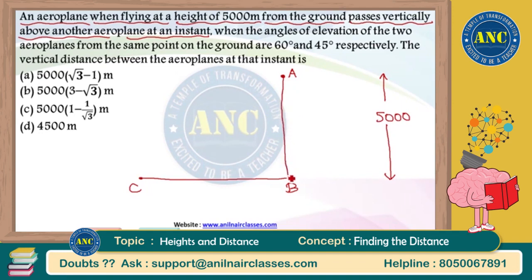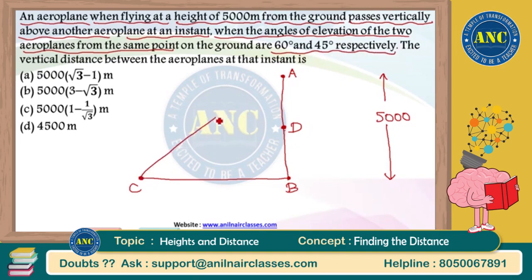Now, this first aeroplane which I wrote A passes vertically above another aeroplane. There is another aeroplane here. This first aeroplane will pass vertically like this, above another aeroplane at a point called D. At some particular instant, these two aeroplanes are vertically in line with each other. When the angles of elevation of the two aeroplanes from the same point on the ground, a point called C, are 60 degrees and 45 degrees respectively.